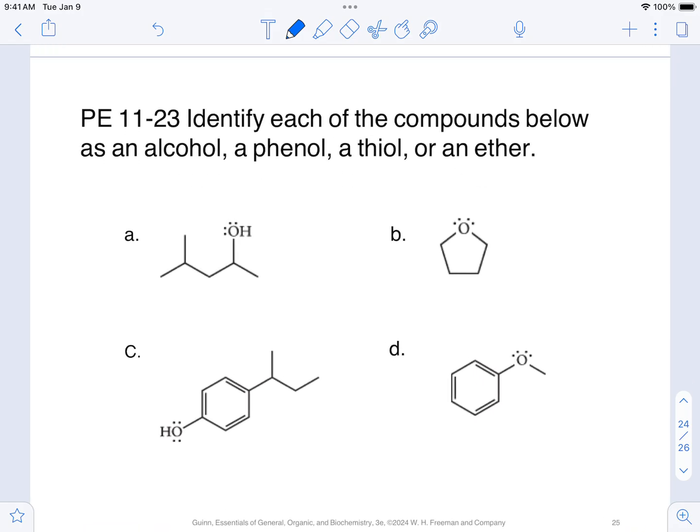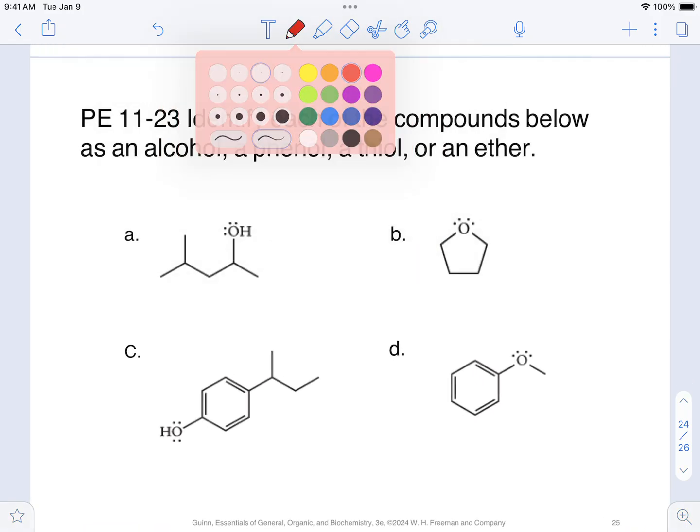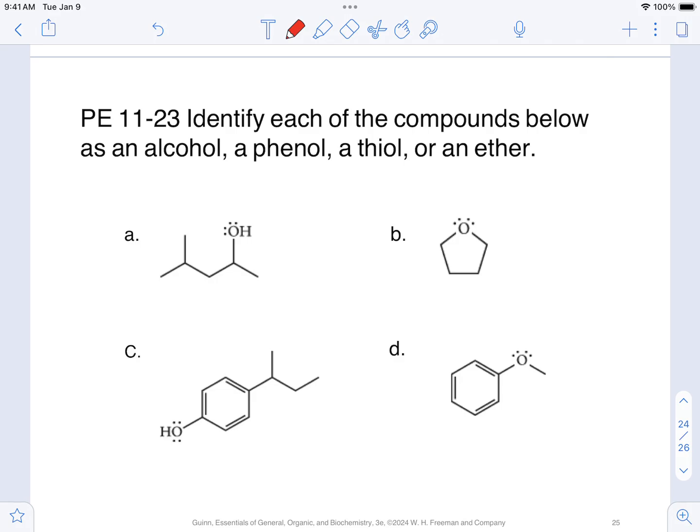So I would pause the video here and try to do this before I give you the answers. So we have to say if these are alcohols, phenols, thiols, or ethers. So in A, I see an OH here. It's not an aromatic ring or anything, so it's not going to be a phenol. So that is just an alcohol. Remember, phenol is a ring with an OH.